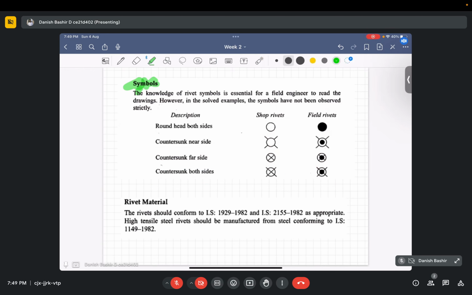Now the rivet material. The rivet should conform to IS 1929 and IS 1928 and IS 2155 of 1982 as appropriate. High tensile steel rivets should be manufactured from steel conforming to IS 1149 of 1982. So this is clear to you.